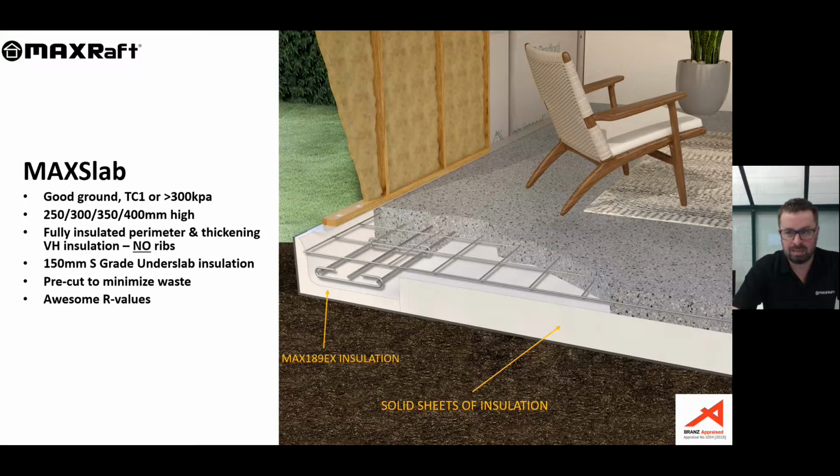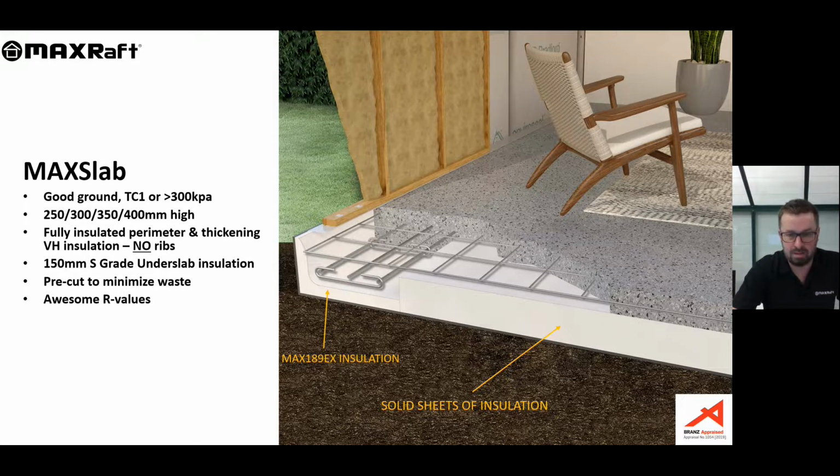So starting with MAXLab, which is a very popular product of ours and is only used on good ground. MAXLab has sheets of insulation instead of pods, so it's not like a traditional raft floor. It has superior R values, and it has our patented L-shape perimeter insulation product around the outside, as do all of our designs. And we now refer to this perimeter insulation as MAX 189EX. So you'll see that on plans.